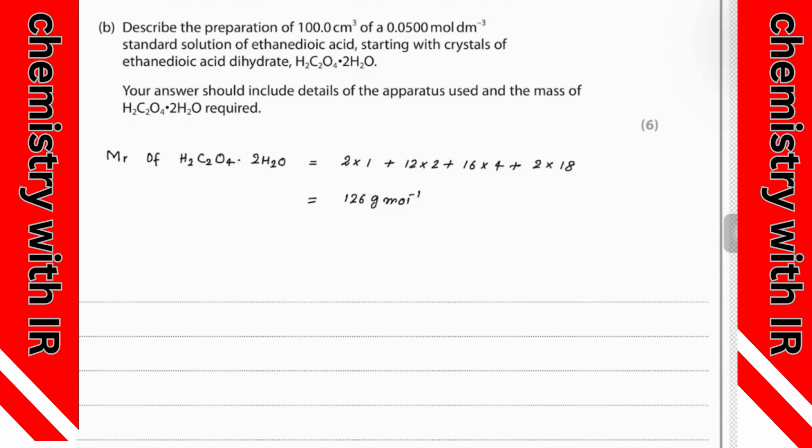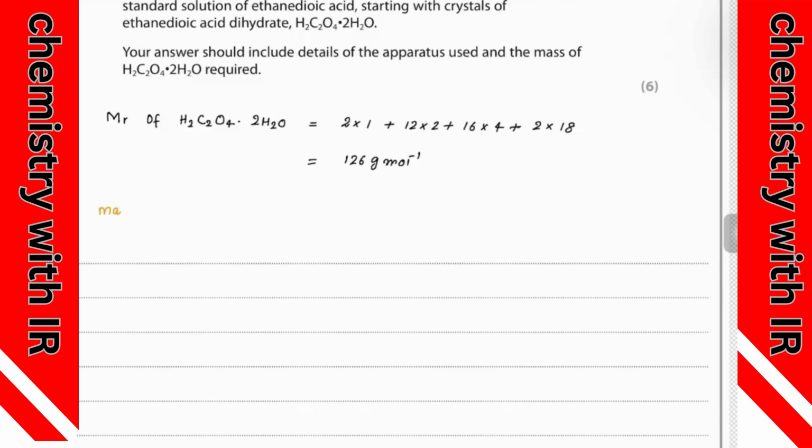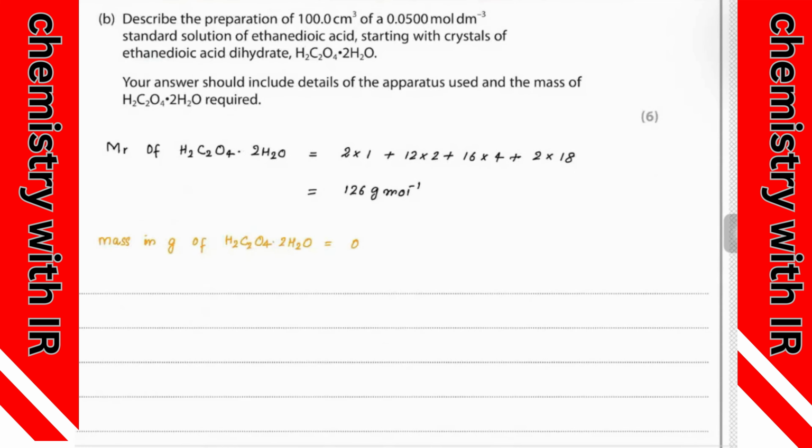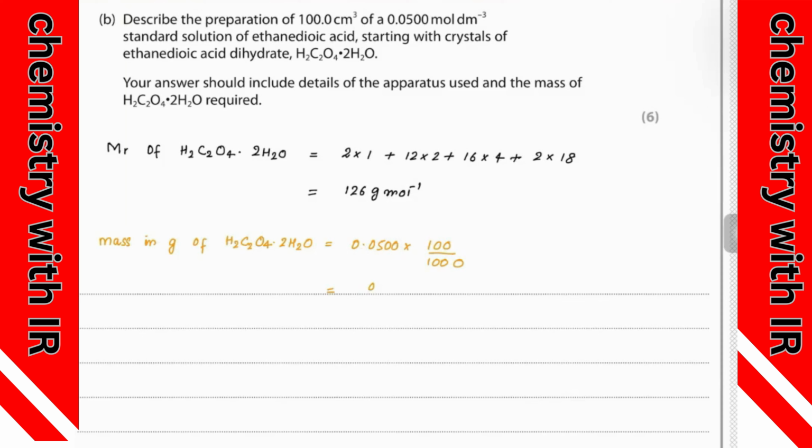Then I need to calculate the mass in grams of H2C2O4·2H2O. That is equal to concentration times volume. Concentration is 0.05 and the volume is 100 divided by 1000. First of all, this is the mole, of course. That would be equal to 0.005 mole, and then multiplied by MR, that is 126. So it would be equal to 0.63 grams.